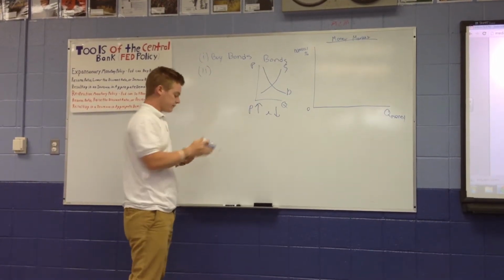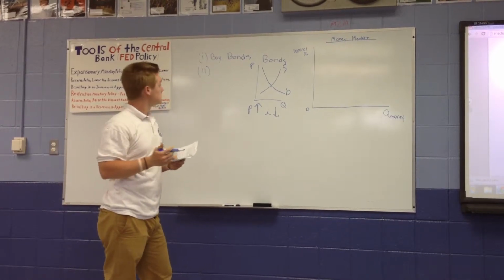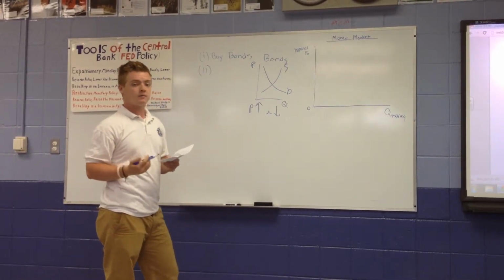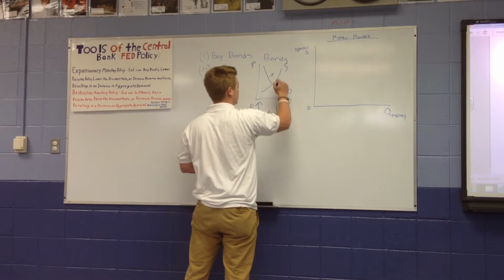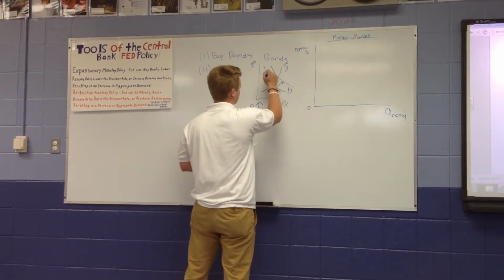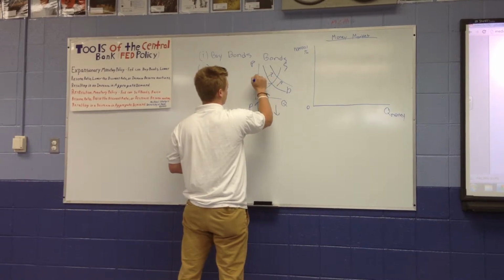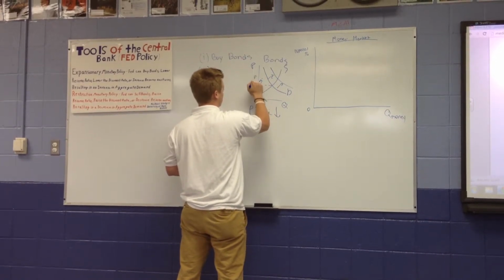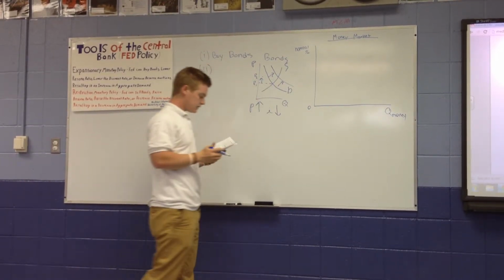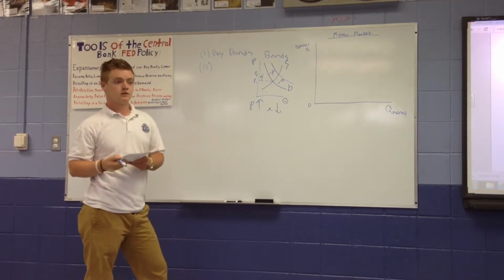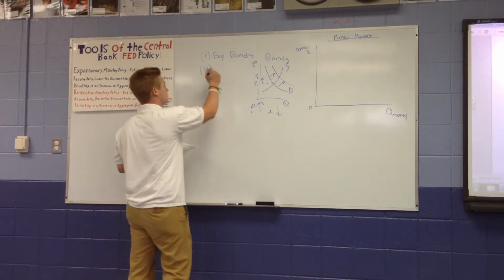So this is the graph of the bond market. With the Federal Reserve buying more bonds, the demand for bonds is going to increase, therefore driving the price up, as you can see by the graph. Price level is going to increase, and therefore interest rates are going to decrease. That's your answer for part 2.